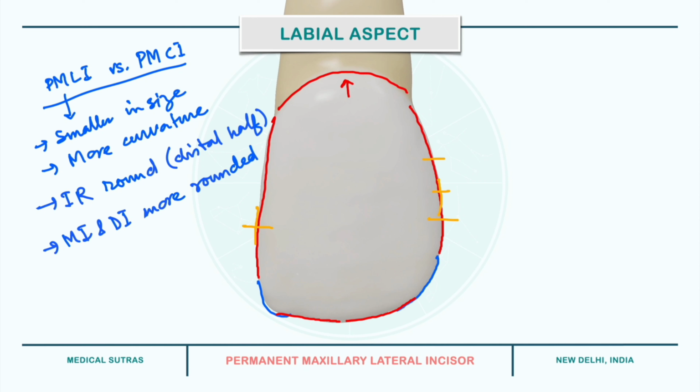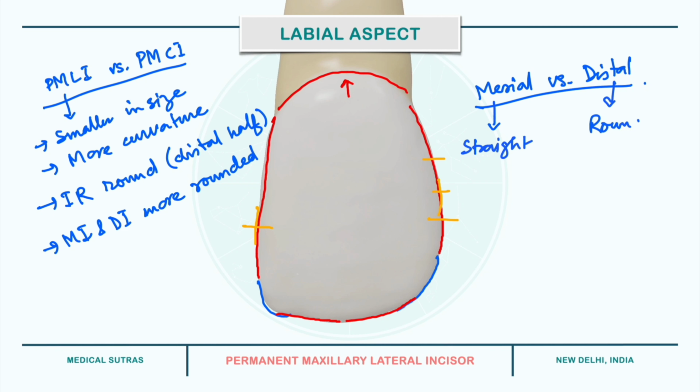Next, if we have to distinguish between the mesial and distal side of the lateral incisor, the mesial outline is straight while the distal outline is rounded. The mesio-incisal angle is less rounded while the disto-incisal angle is more rounded.